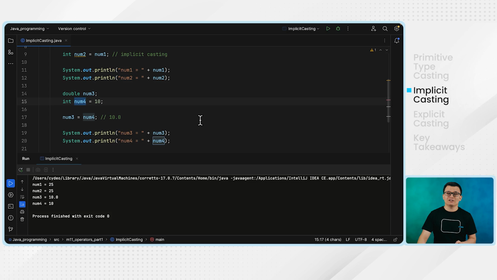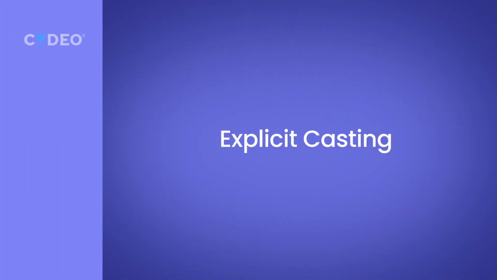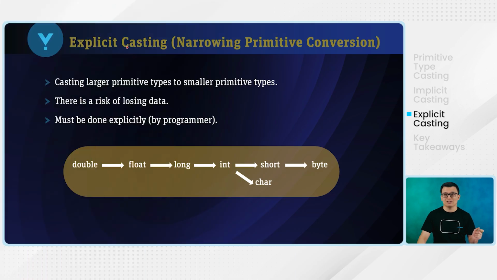Okay. And the other type of primitive type casting is known as explicit casting. This casting is not implicitly done like the implicit casting. It is casting the larger primitive type to the smaller primitive types, which is the opposite of the implicit casting. And when you use this explicit casting, yes, there is a risk of losing data, because as you know, double is larger than float, float is larger than long, long is larger than int, int is larger than short, and short is larger than byte, right?